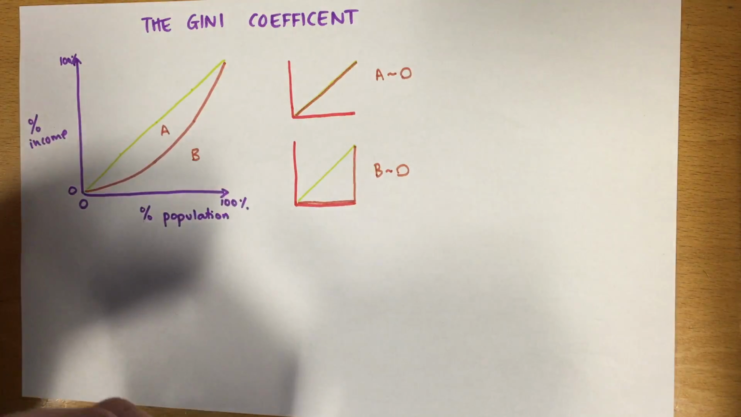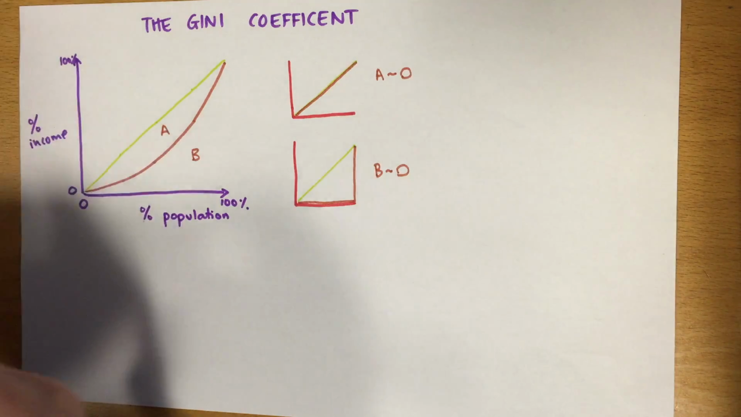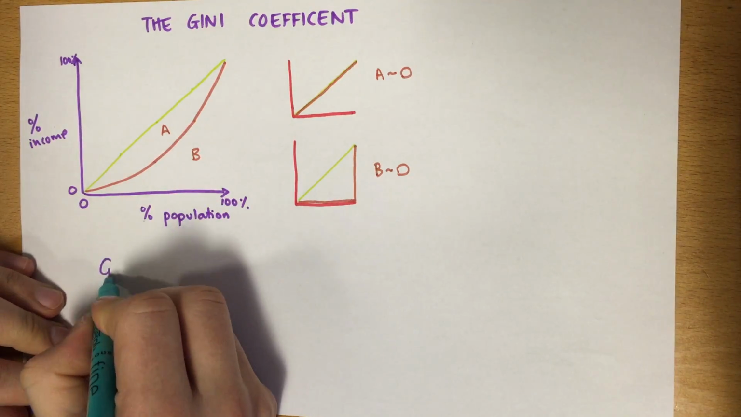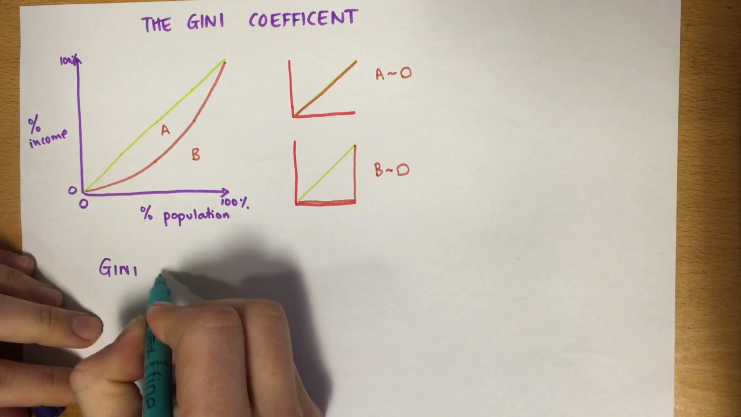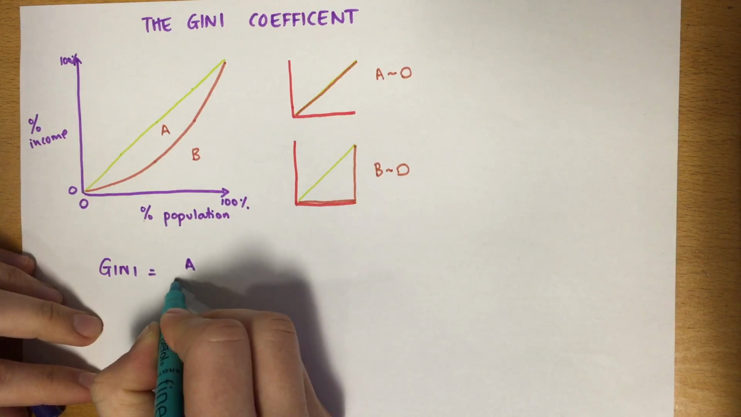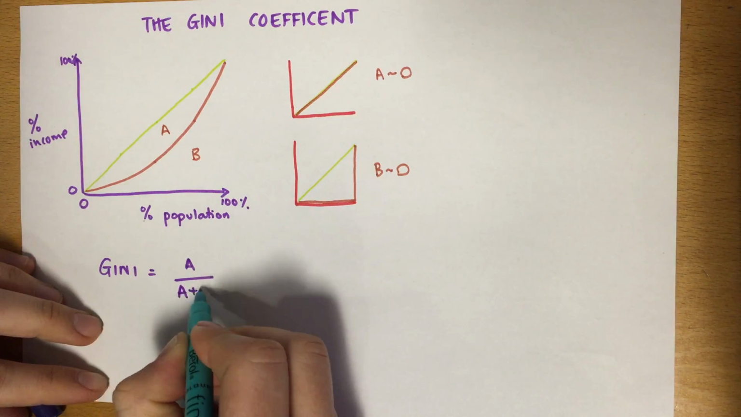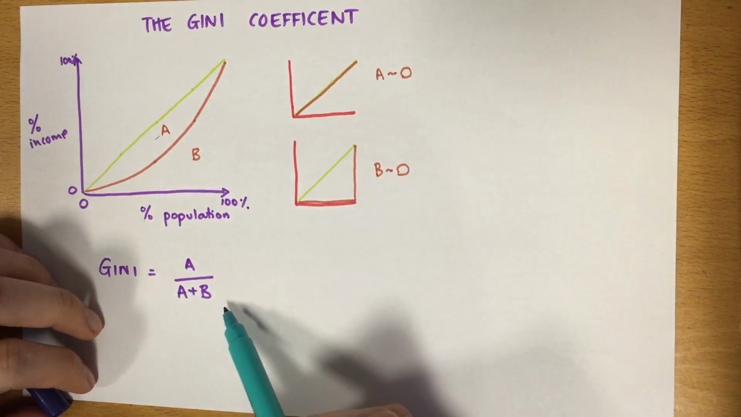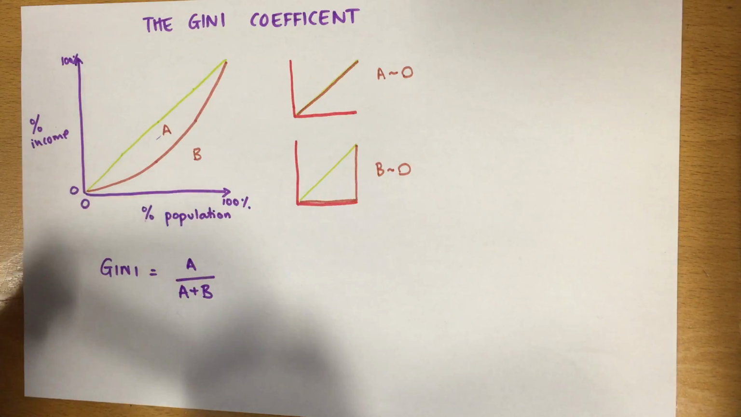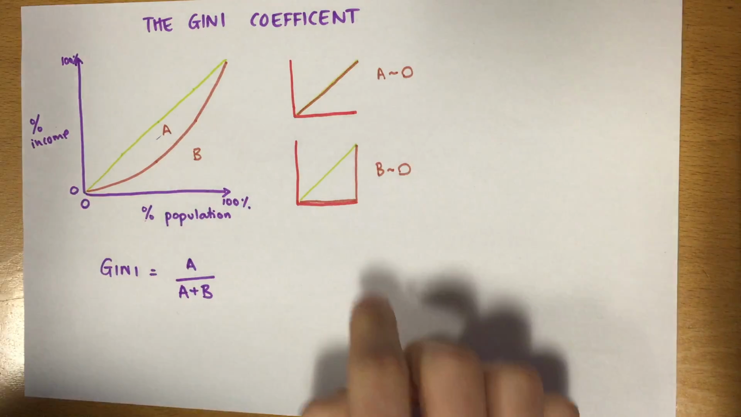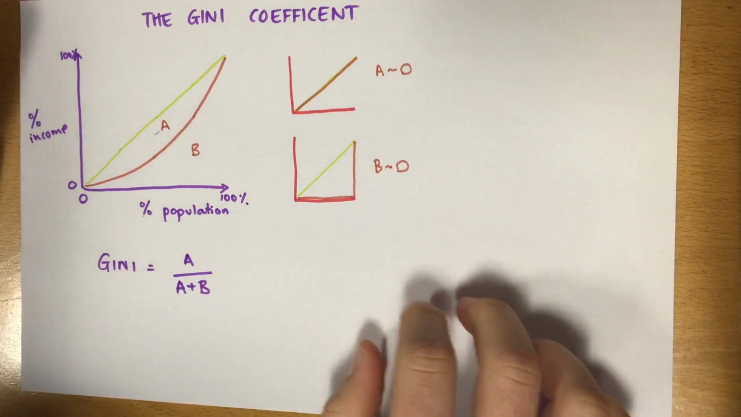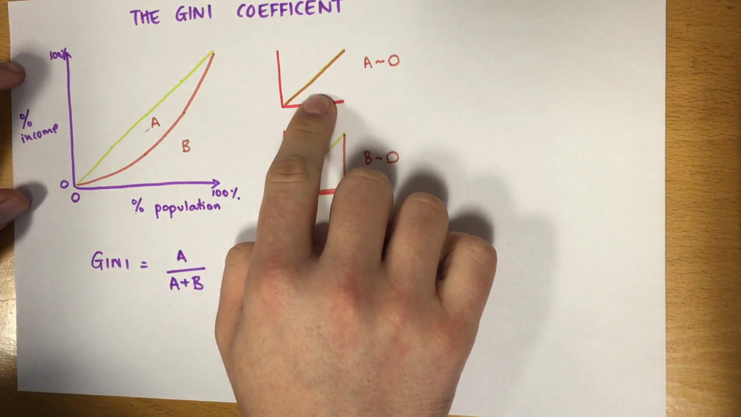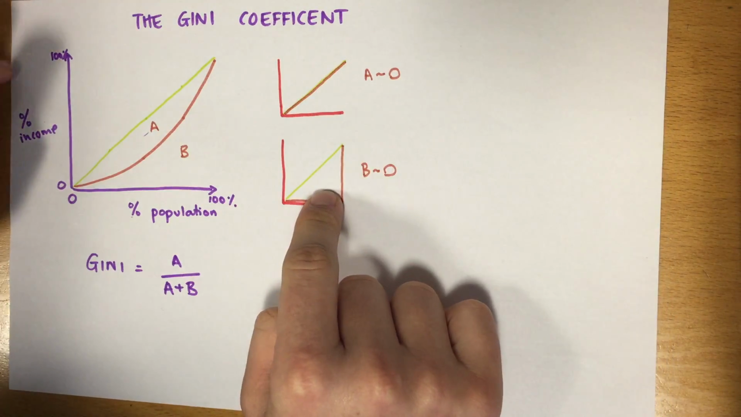Right, so if I told you that the Gini coefficient is calculated by working out the following formula: you look at the size of A and you divide it by A plus B. So let's have a look at these two examples on here, my two extremes, perfect equality and complete inequality.